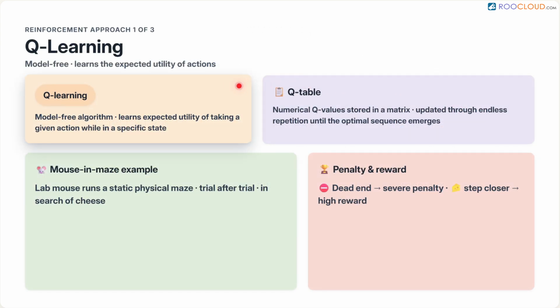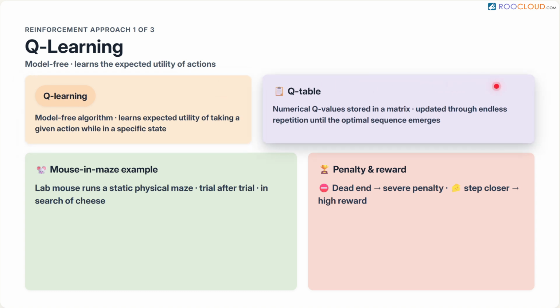This is a model-free algorithm that learns the expected utility of taking a given action while in a specific state. It updates these numerical values, called Q-values, inside a matrix known as a Q-table. Through endless repetition, it eventually finds the optimal sequence of actions.